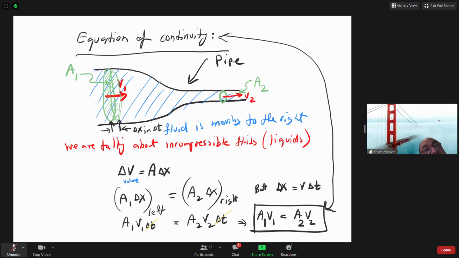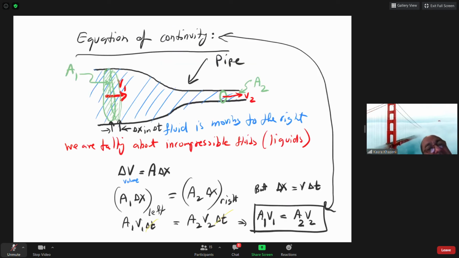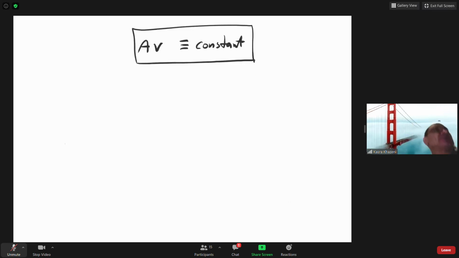It means the cross-section area times the velocity at that point is not changing, no matter what happens to the cross-section area. So A times V in general is a constant, which is the continuity equation. It's another way of writing it instead of writing it specifically for this application. So A1 V1 is equal to A2 V2. That's always the case when you have an incompressible fluid. And that just says A times V is a constant.